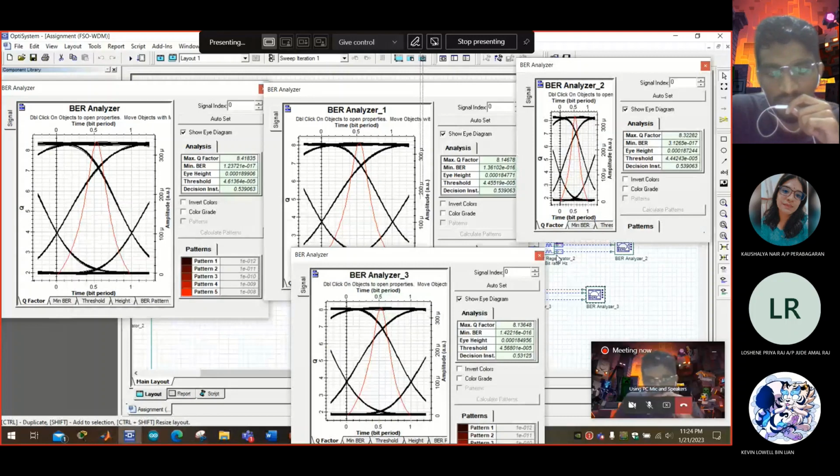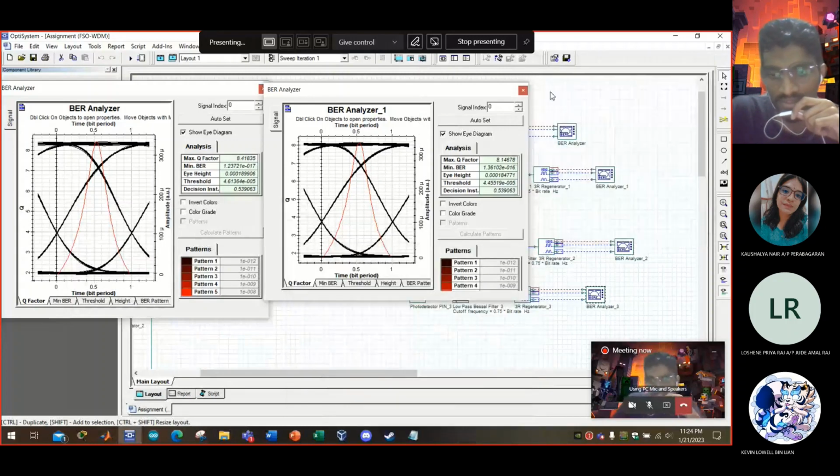So now I would like to give the opportunity to Kausi to present the divergence for 0.4.